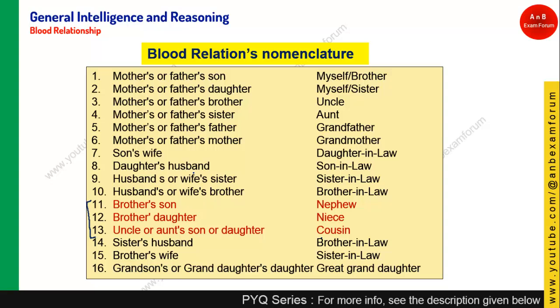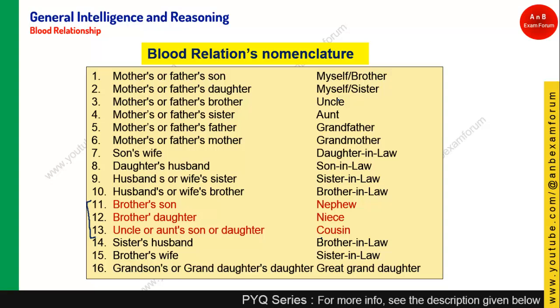I'm not going through each and every one because those are simple ones. Like if you see mother's or father's son, it will be either myself or brother. Mother's or father's daughter, it will be myself or sister. So for all those relations, just pause the video and try to understand the relationship and the statement.